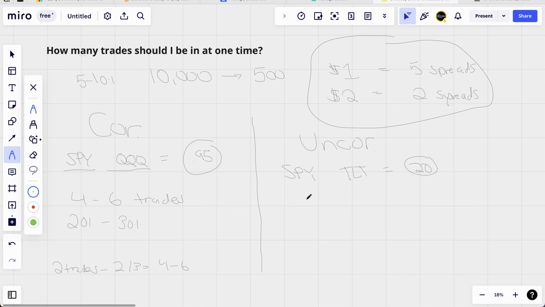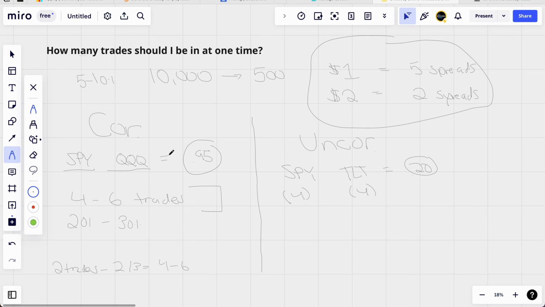If that's the case, then I have no problem putting on, let's say, 4 positions here and then another 4 positions here. So now I have 8 positions, which is more than my normal account size, but because they're uncorrelated assets, I have no problem with that. However, let's use a more realistic example. I always have 4 to 6 trades on SPY and QQQ on.